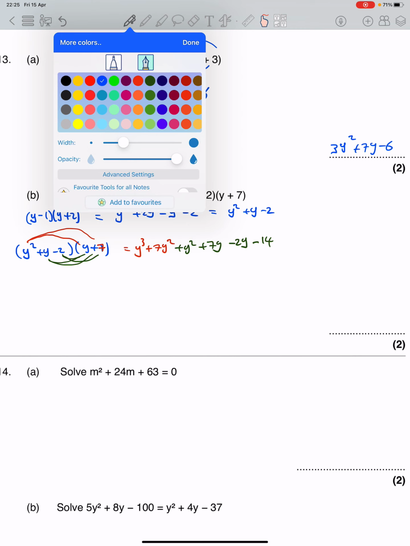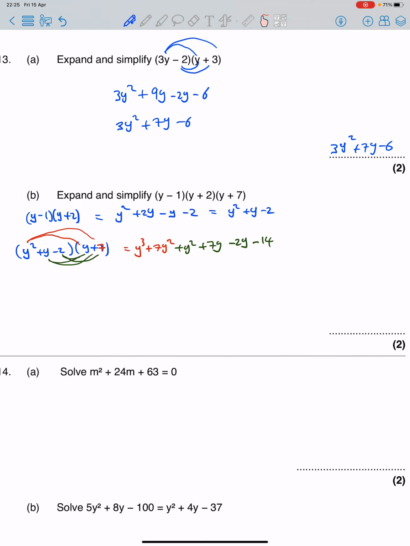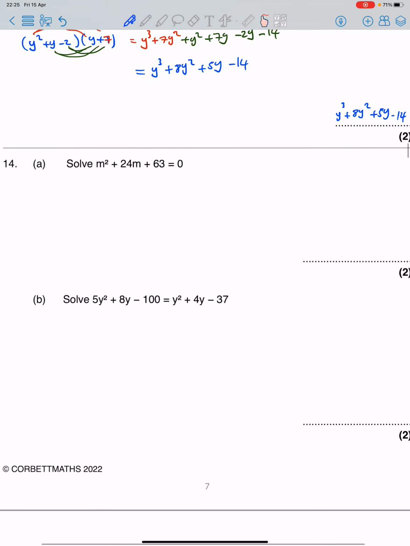When we simplify this, y cubed is a standalone term. The y squared terms, we've got 7y squared plus y squared, which is plus 8y squared. We've got 7y minus 2y, which is plus 5y. And then minus 14. So that's the final answer: y cubed plus 8y squared plus 5y minus 14. Let's move on to the next one.